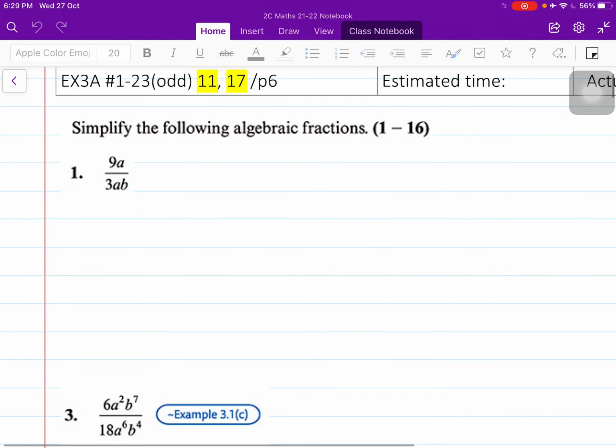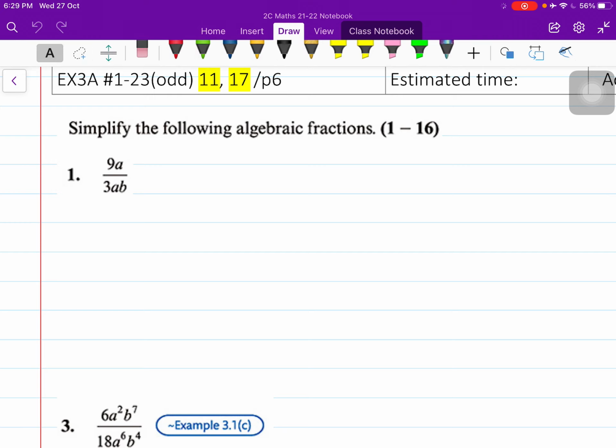Okay, for this question, we need to simplify this algebraic fraction. So, in fact, it is just the same as number. You see the number, you cancel them out. You see 2a, we cancel them out. Divide both the numerator and the denominator by a. Then at the end, we can simplify the fraction.